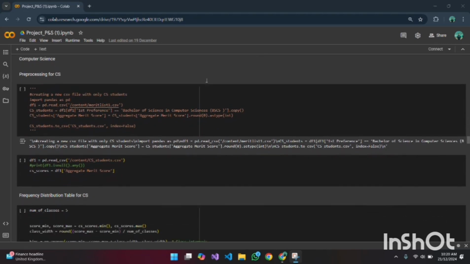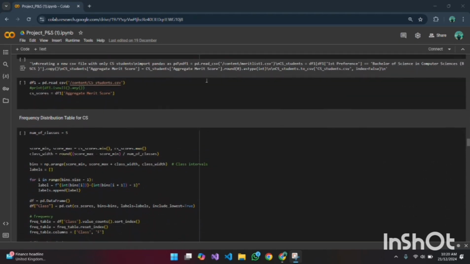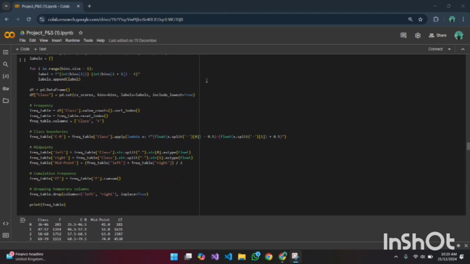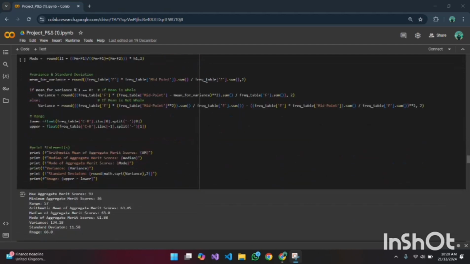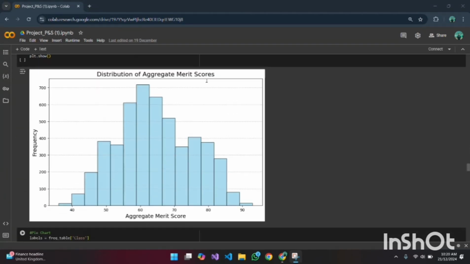And for CS, we did the same thing as we did for data science. First of all, a frequency distribution table having the same columns, and then we found descriptive statistics. Afterward, data visualization.